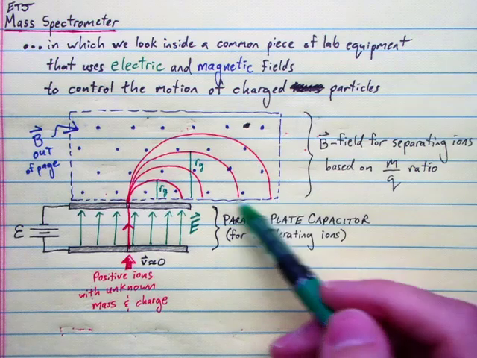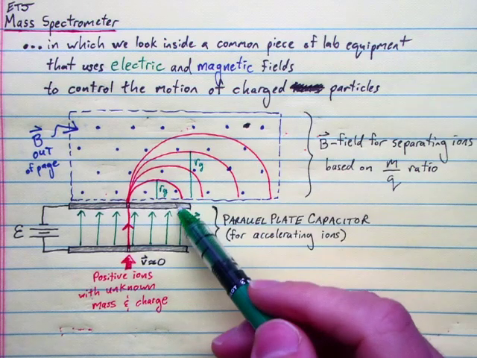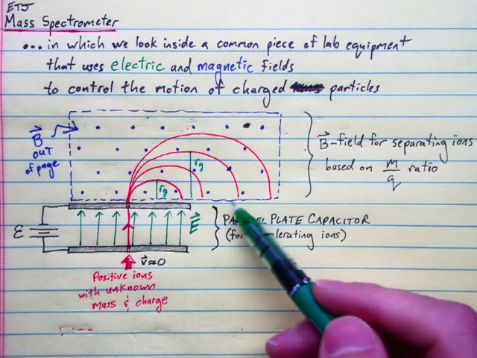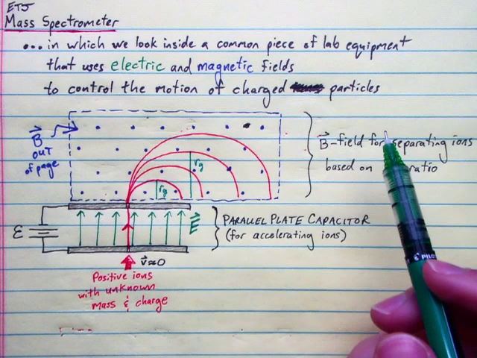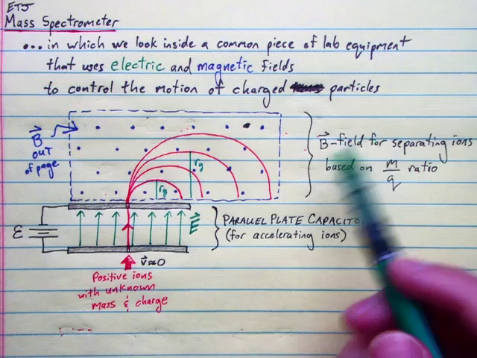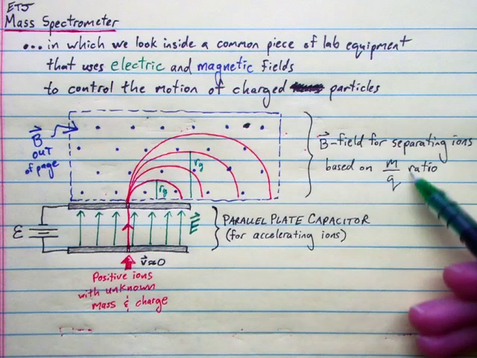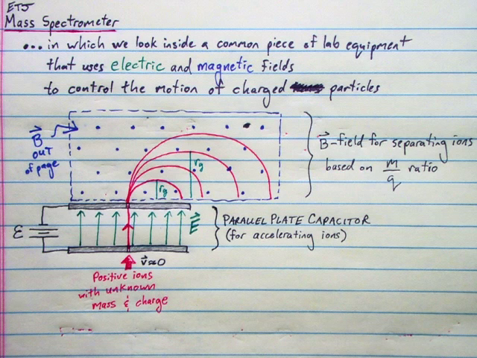Your device could have some sort of screen over here that records where your particles impact, thereby determining the gyro radius of their path. And from that, we'll be able to back out this mass to charge ratio. Okay, so let's just look at a few calculations.